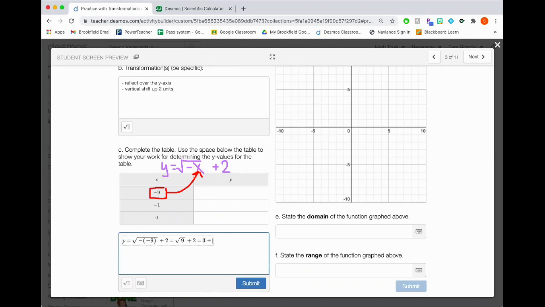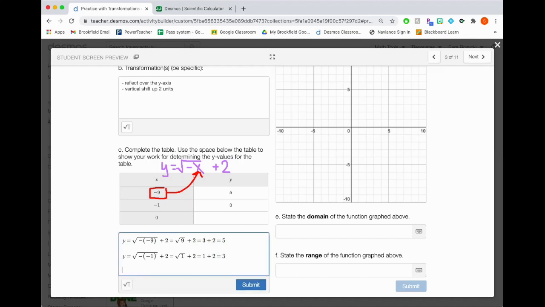Square root of 9 is 3. 3 plus 2 is 5. So this is 5. Do it again. Again, copy and paste is our friend. So this is going to be -1, which is just 1. Square root of 1 is 1. 1 plus 2 is 3.